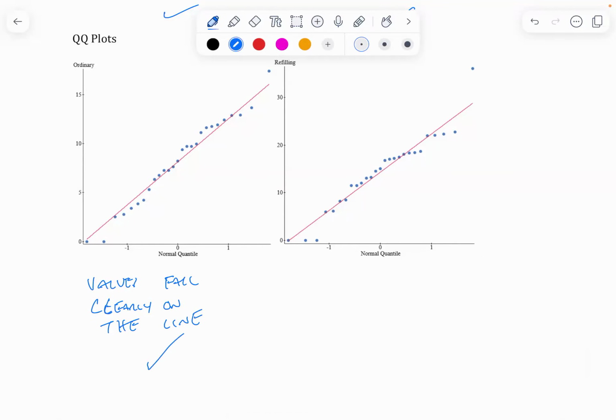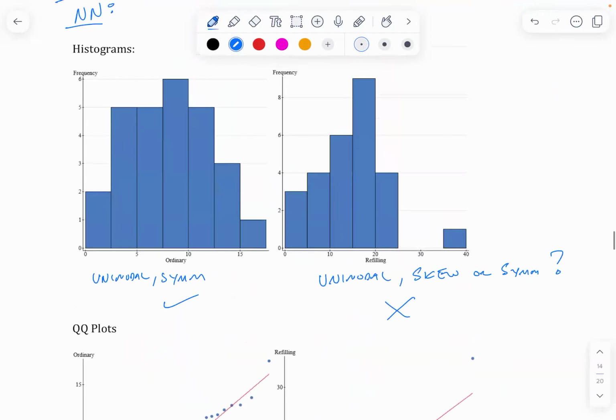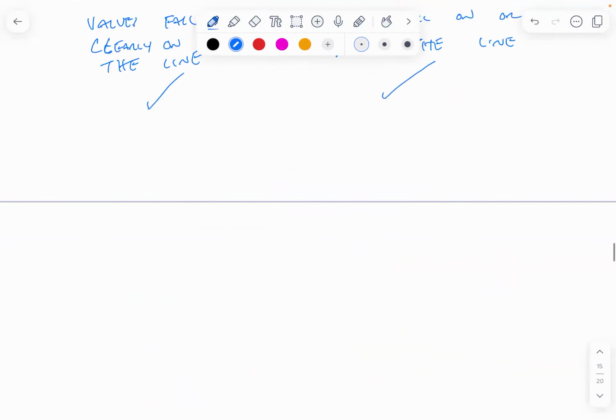So even though I didn't need it, that one is verified. For the refilling bowl data set, the values fall pretty close to the line. Again, it's never going to be perfect, but what I don't see is an S. Since I don't see an S, all right, that one is verified. So even though the histogram, which is actually pretty unimodal symmetric anyway, but if you're just not sure, you view the QQ plot.